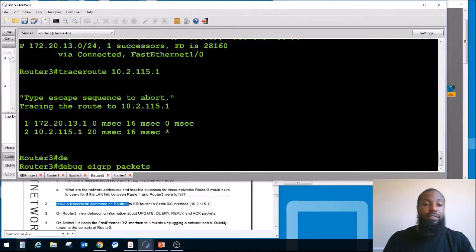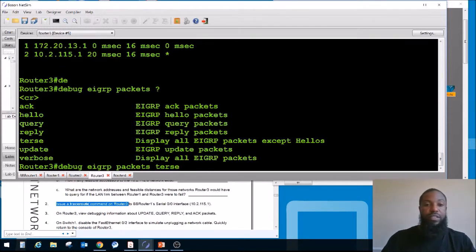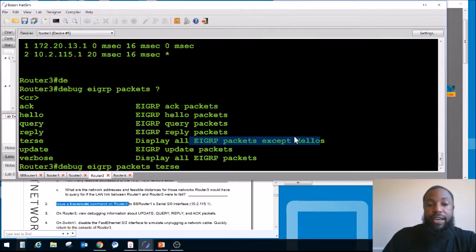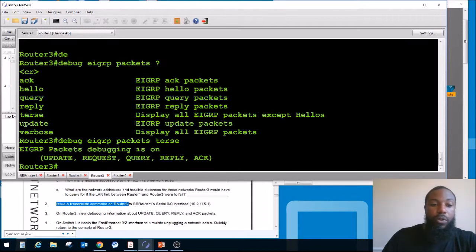EIGRP packets terse. This is going to display all EIGRP packets except hello. So update, query, reply, and ACK. So now we're going to view all of them on switch 1. Disable the FA02 interface to simulate unplugging a network cable. Quickly return to the console of router 3.